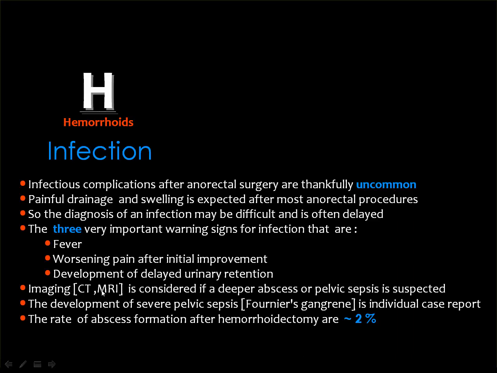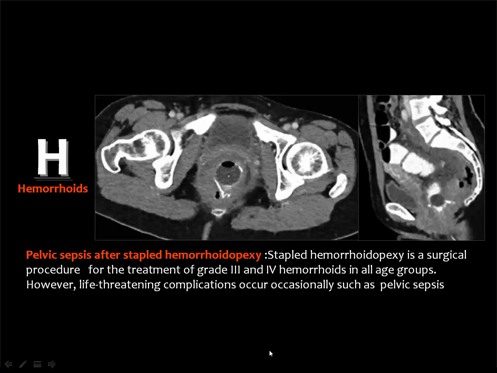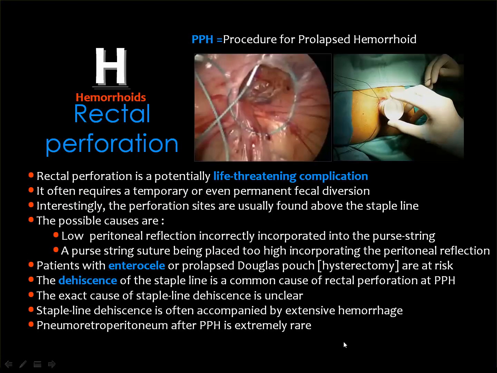Actually, MRI and CT have a major role in the diagnosis of this particular complication, and to see the extent of abscesses and the site of pus collection. And this is the staples of hemorrhoid surgery, and you got collection with air loculi inside the collection, denoting the presence of pelvic sepsis.